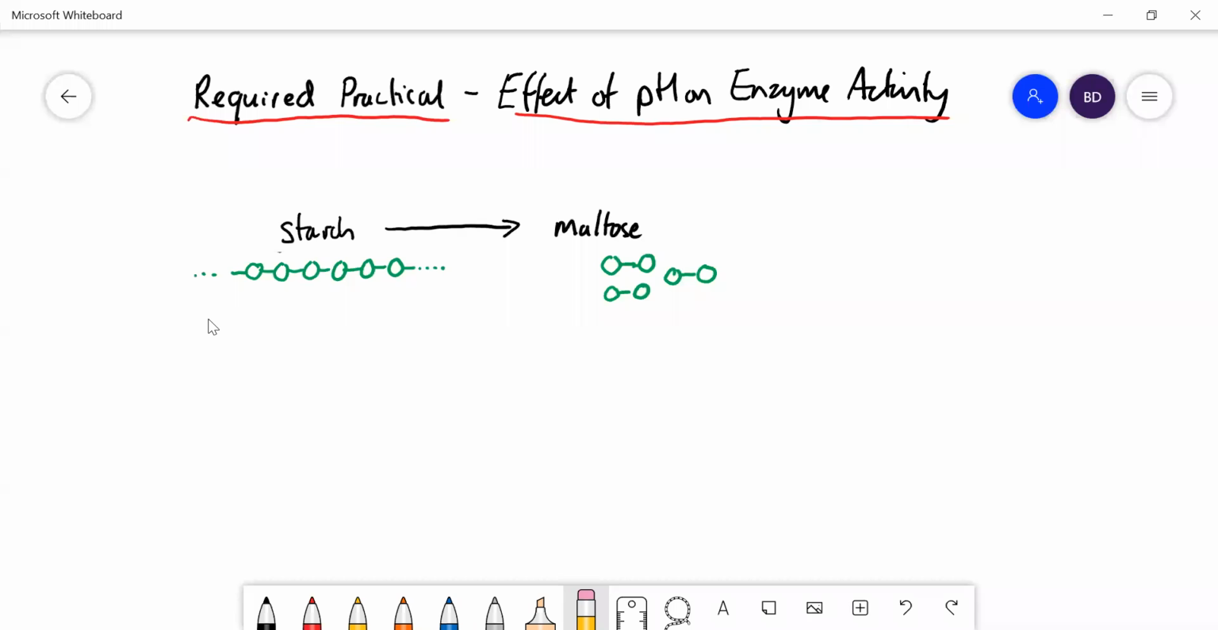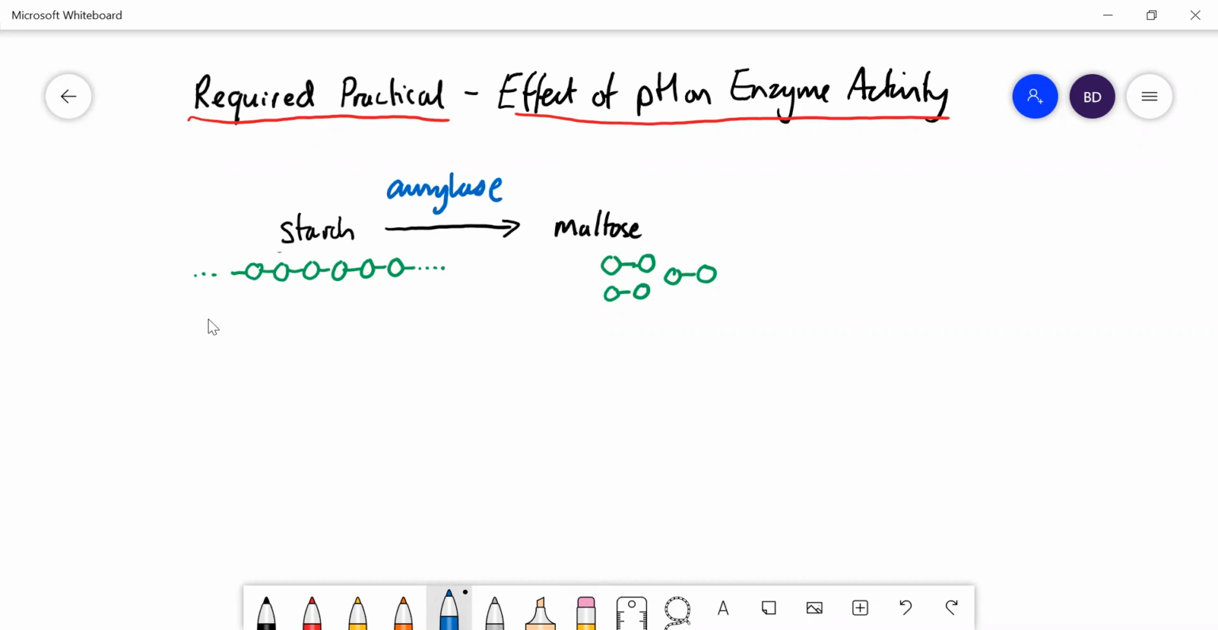Okay, so this video is going to be about the required practical AQA want you to do, which is looking at the effect of pH on enzyme activity. More generally, just looking at experiments to measure how fast an enzyme is working. The enzyme we're going to look at is amylase, and what amylase does here is it digests starch.